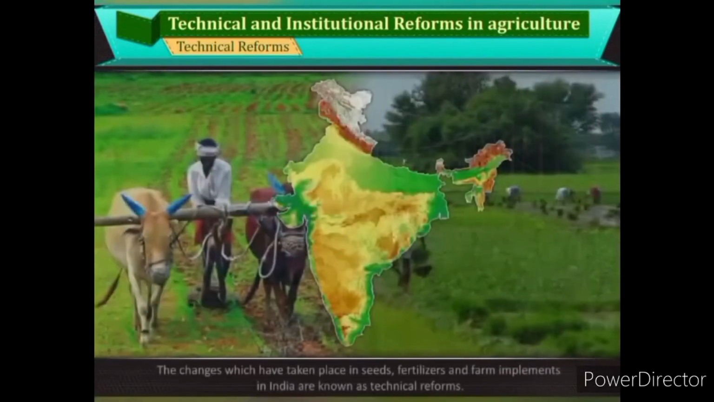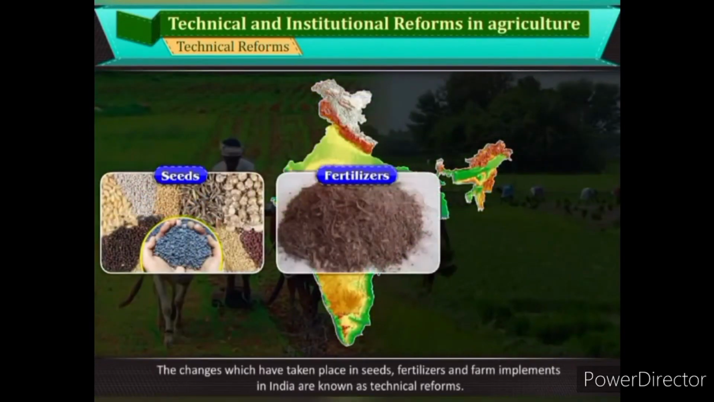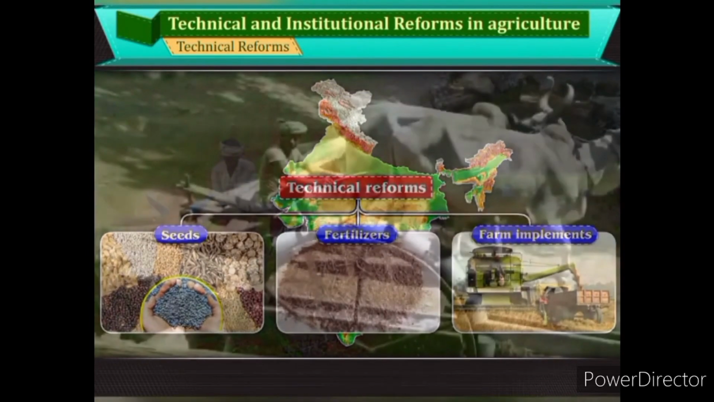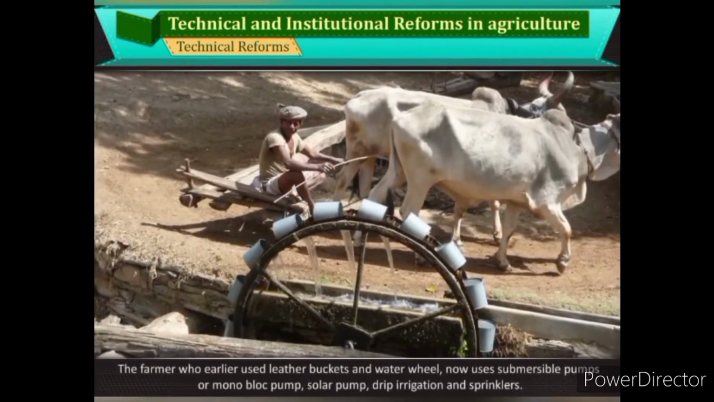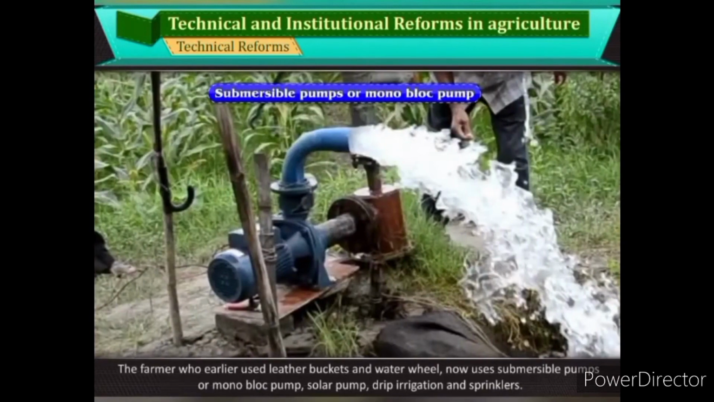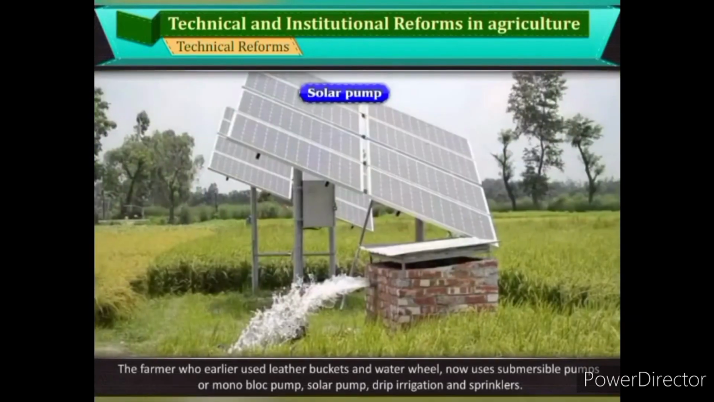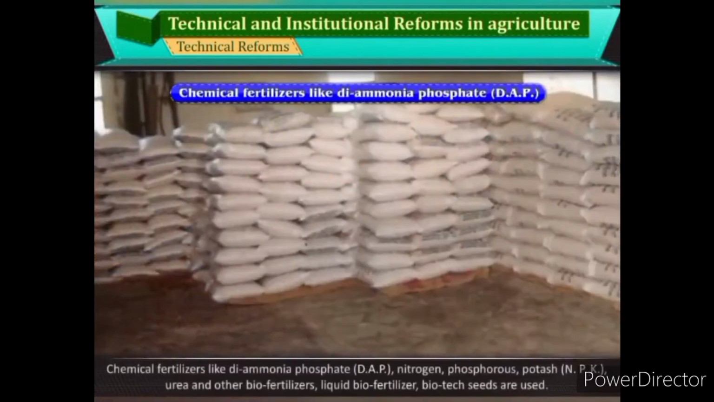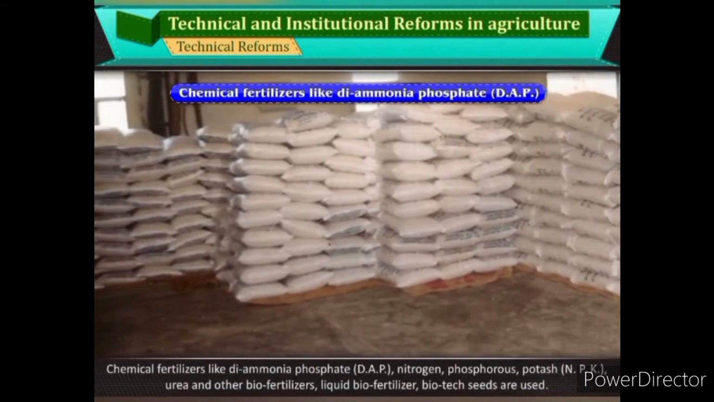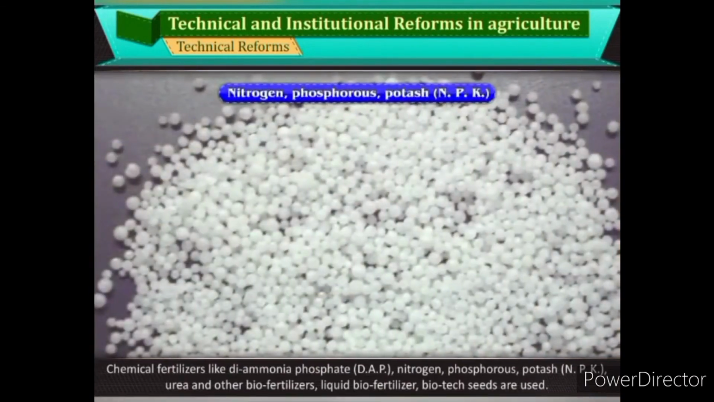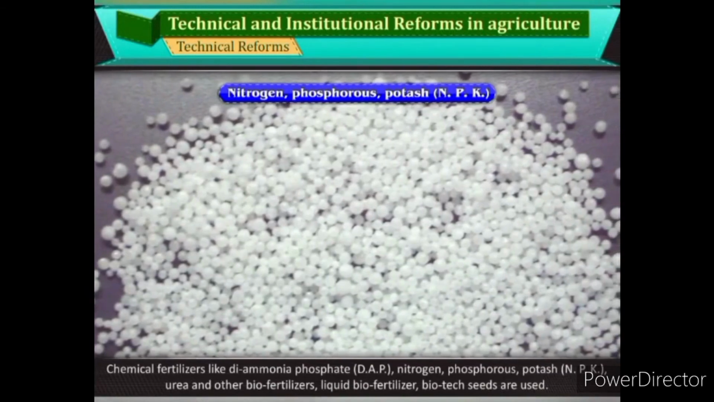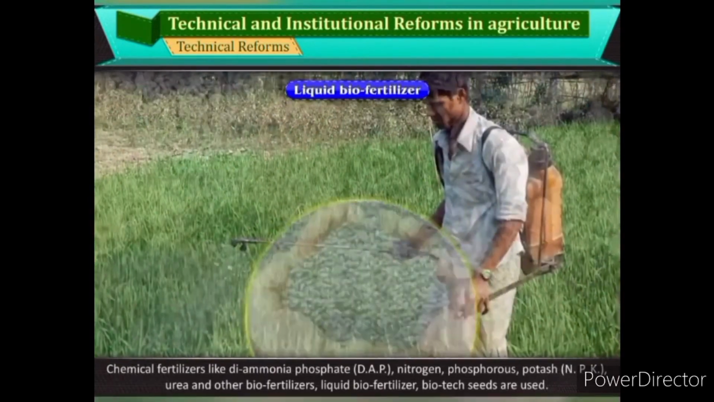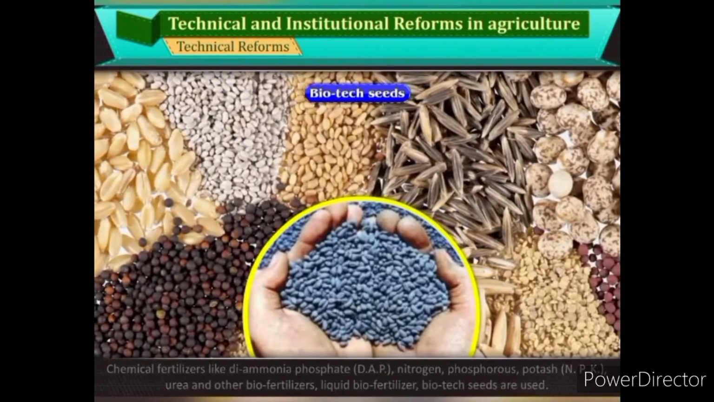Technical reforms. The changes which have taken place in seeds, fertilizers, and farm implements in India are known as technical reforms. The farmer who earlier used leather buckets and water wheel now uses submersible pumps or monoblock pump, solar pump, drip irrigation, and sprinklers. Chemical fertilizers like diammonia phosphate or DAP, nitrogen phosphorus, potash or NPK, urea, and other biofertilizers, liquid biofertilizer, biotech seeds are used.